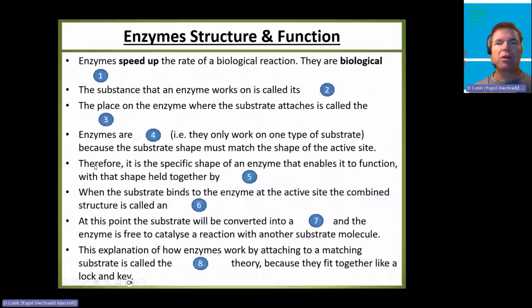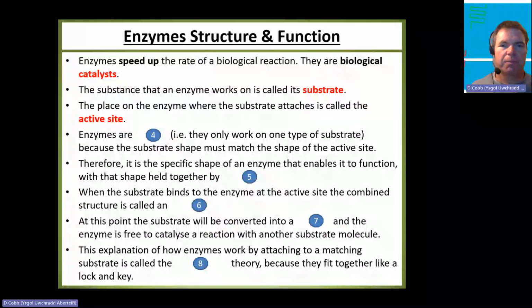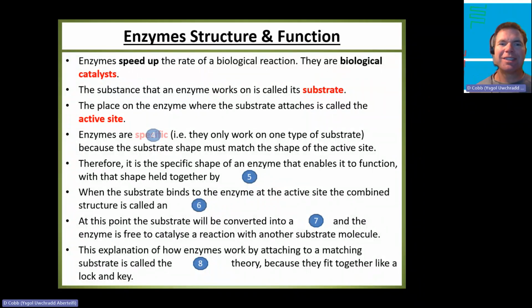Okay, so here's those things again. Again, you can pause if you wish, but I'm going to go through them now. Enzymes speed up the rate of a biological reaction. They are biological catalysts. The substance that an enzyme works on is called its substrate, and the place on the enzyme where the substrate attaches is called, number 3, the active site. Number 4, we say enzymes are specific. They only work on one type of substrate because the substrate shape must match the active site.